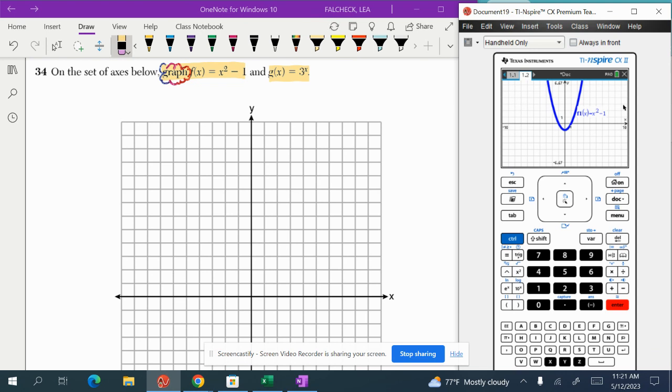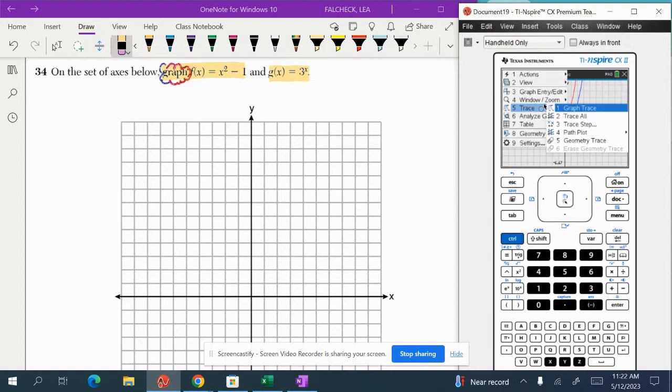And then you're going to add the second graph. G of x is equal to 3 to the x. Okay, cool. This is a little busy. I'm going to move this label over here. I'm going to move this label over here. Okay, fantastic. Let's go ahead and get some points so that we can recreate these two functions on our set of axes. Let's go first to the parabola.